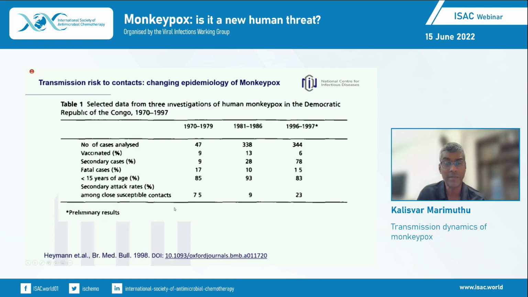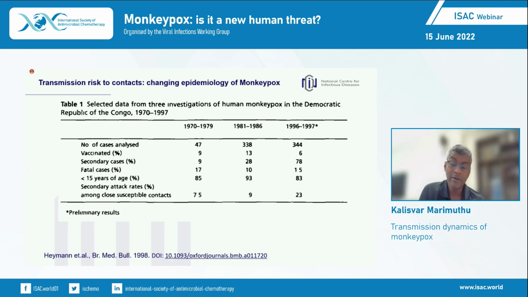Previously, another paper by David Hammad et al. showed a similar finding, though their analysis stopped at 1997. They also included secondary cases from monkeypox, and found that the secondary attack rate of monkeypox has also been increasing. You can see in this table I extracted from that paper, it was 7.5% in the 70s, 9% in the 80s, and around 23% secondary attack rate in the 90s.